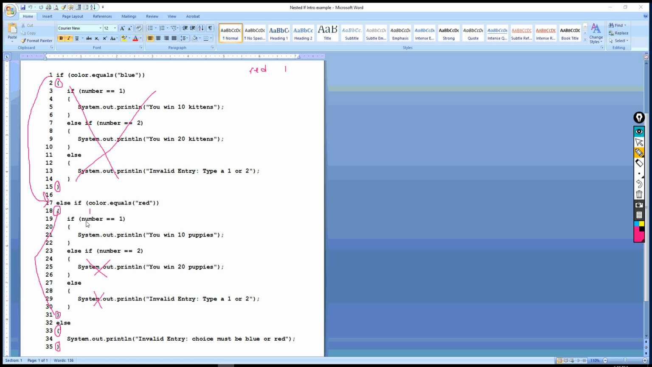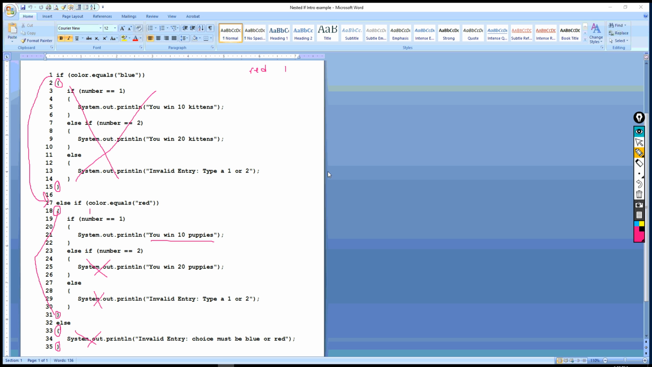So the if clause is executed, and you win 10 puppies is printed. Now, it ignored the if clause on the outside, it executed the else if, and the else clause of the outer if is ignored.